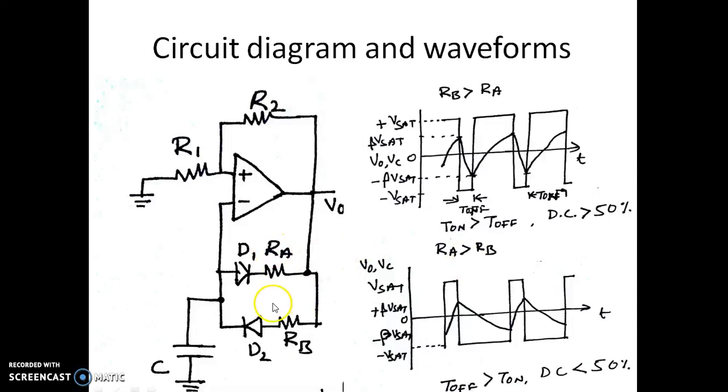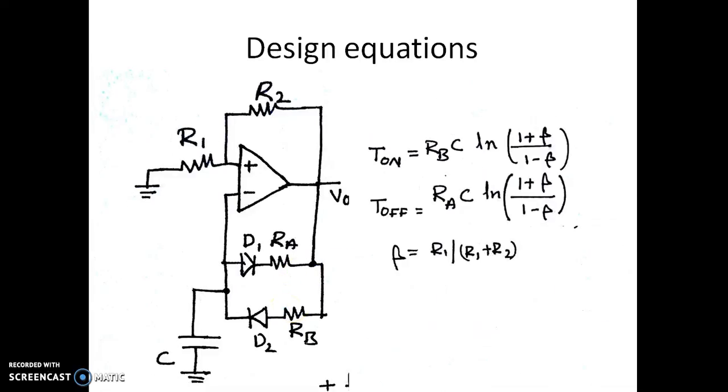It is vice versa if RA is more and RB is less. Suppose RA is more than RB, then it takes a longer time to discharge. As you can see now, the off time is more. So it will be at minus VSAT for a longer time than the time during which it will be at plus VSAT. Meaning the duty cycle will be more than 50% if the resistor RB is more than RA. It will be less than 50% if the resistor RA is more than RB.